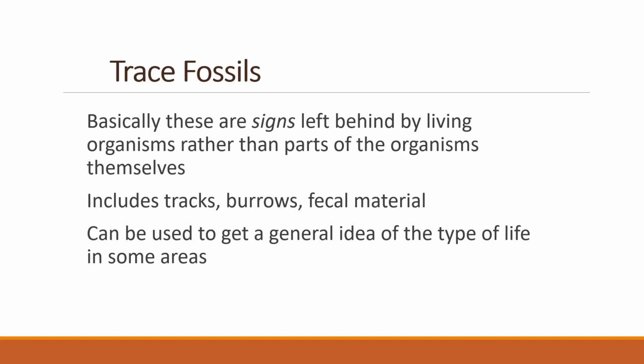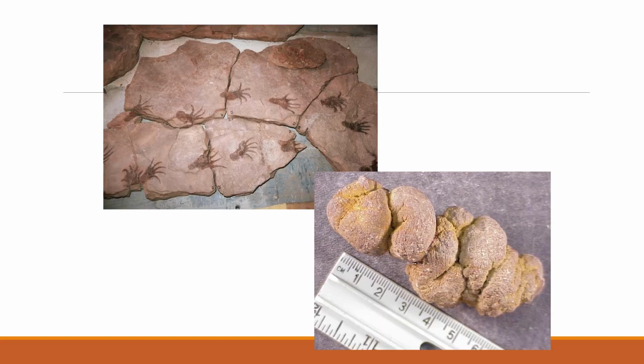Trace fossils are signs left behind by living organisms rather than parts of the living organisms themselves. Examples would be tracks, burrows, fecal material. They can be used to get a general idea of the type of life in some areas. Here we have some tracks, and then we have a coprolite, which is fossilized dung or fecal material. These are proof that there had been life, but it's not the body of the organism itself.